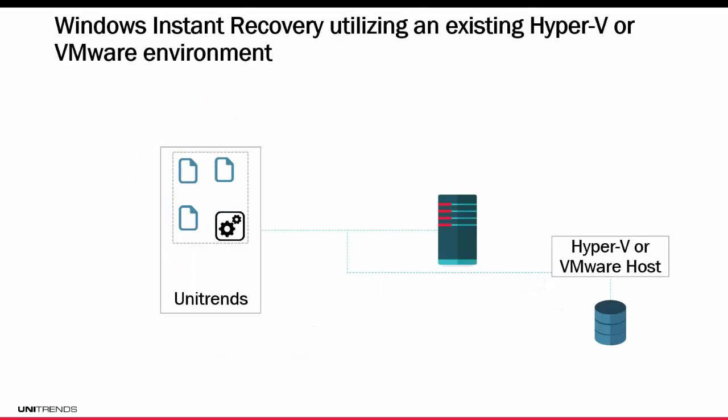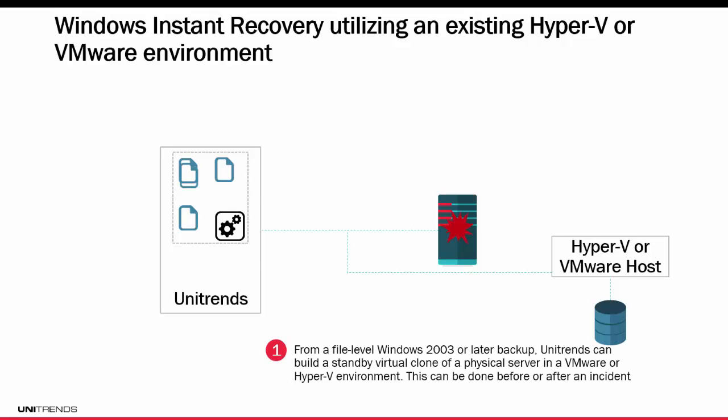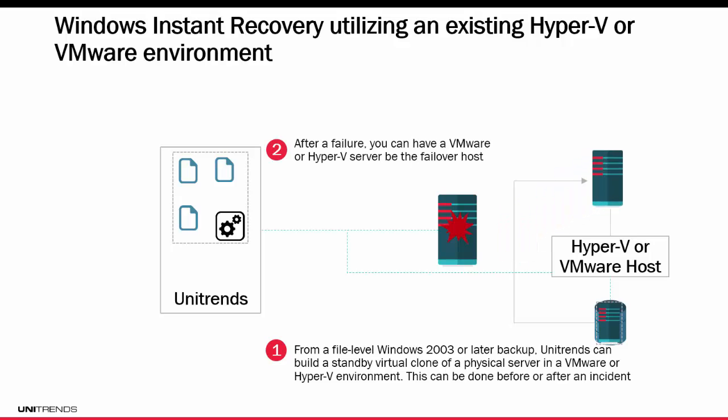Let's say though you don't want to utilize your Unitrends Recovery Series appliance to host the Unitrends backup, or you're using UB within VMware, Linux, or Hyper-V. What you can do is utilize an existing environment to host that Windows Instant Recovery. So again, with a failure, before or after the incident, you can build a standby virtual client. And after a failure occurs, you can have that Hyper-V or VMware host that Windows client as a virtual machine in case of those emergencies.